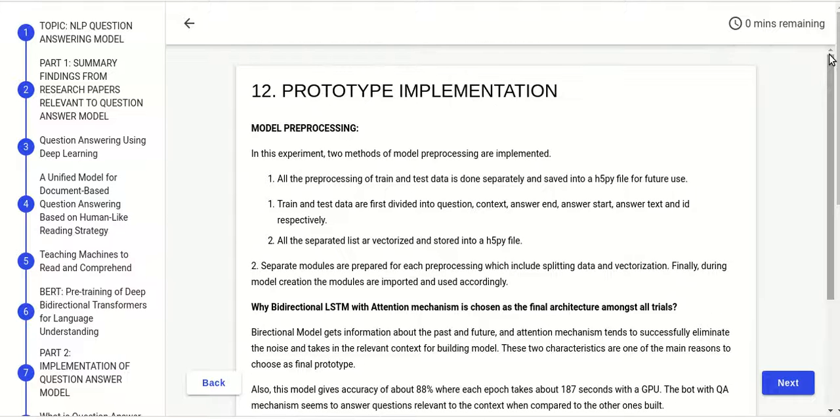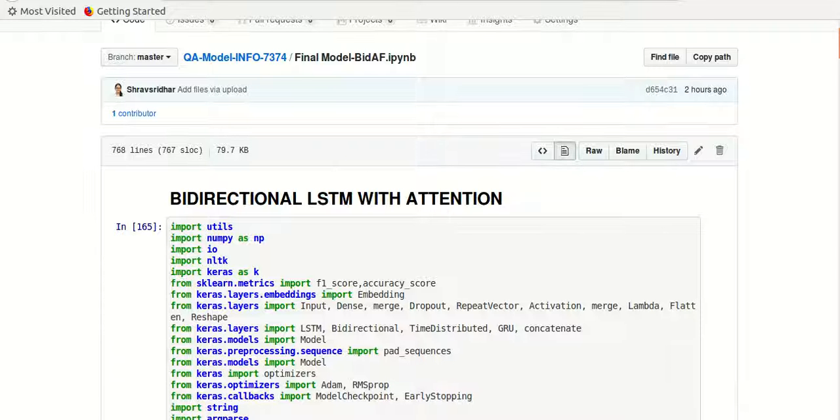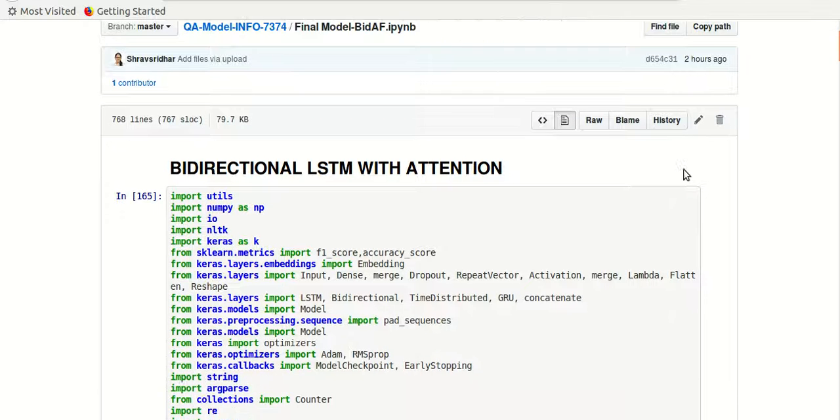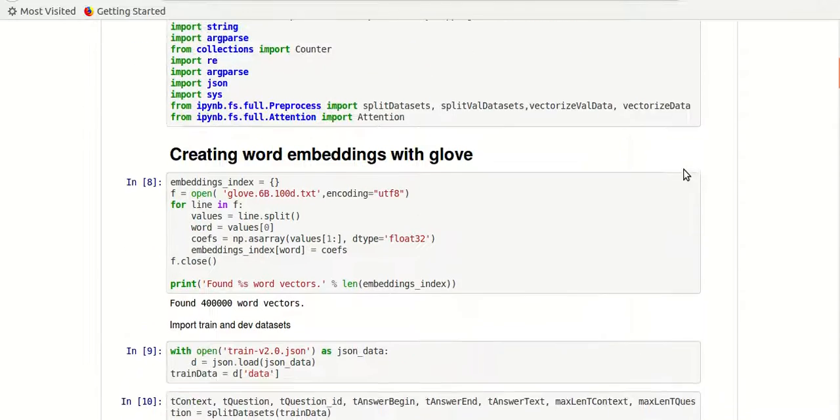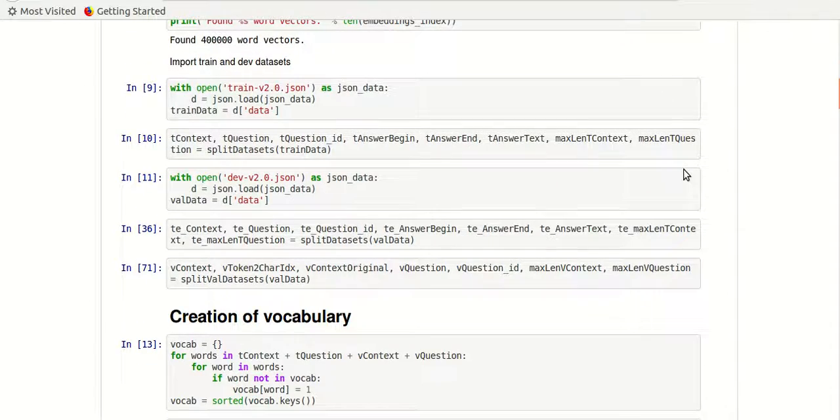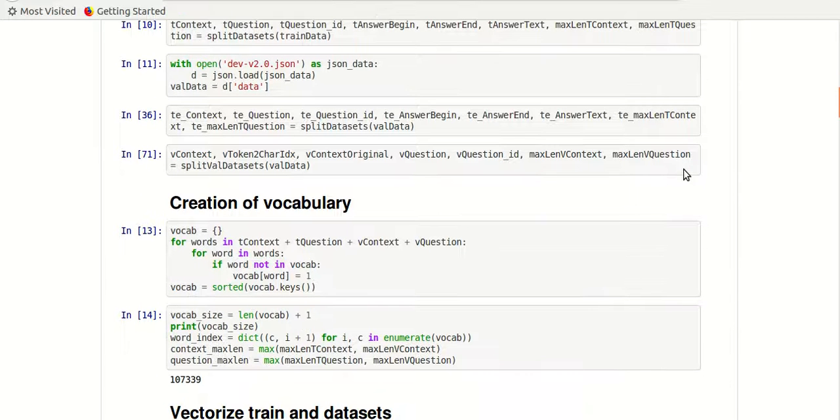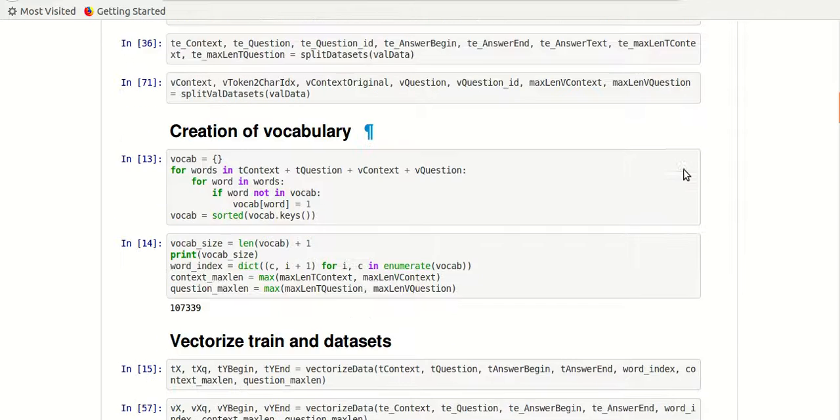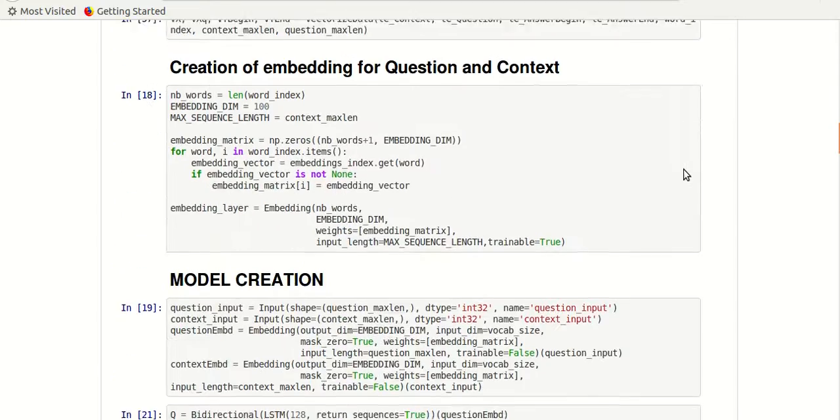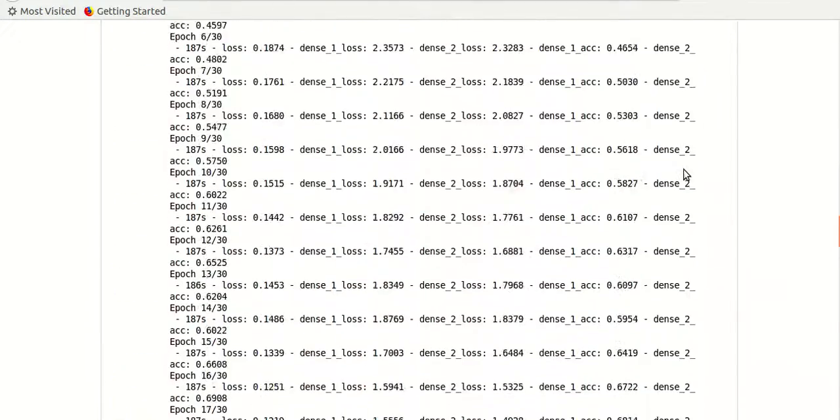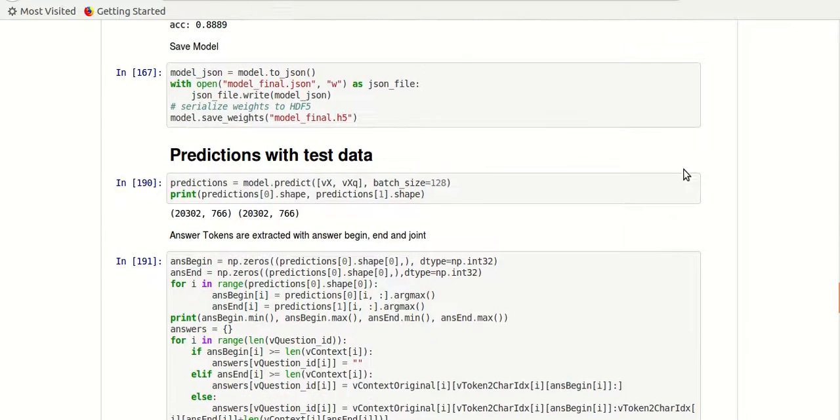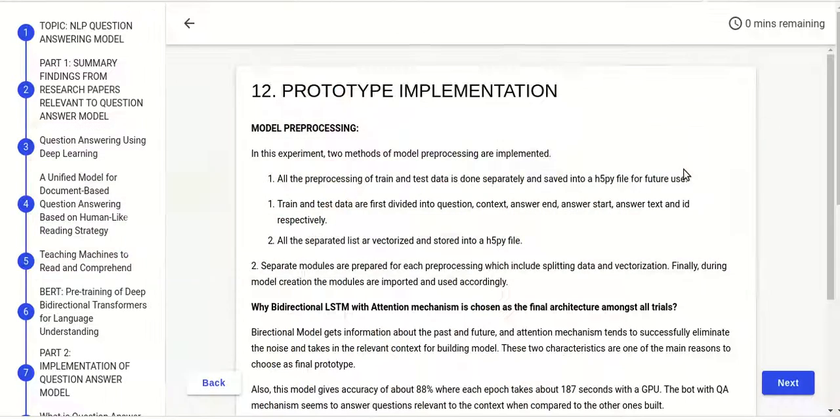And the code for our final record is given here. You can find it here. This is the code given, bidirectional LSTM. The word embeddings that we created were made with the help of GloVe, and we used a 100-dimensional GloVe text file for creating the embedding layer. This is the model created, and the epochs which we ran, and the predictions. You can just find them here.